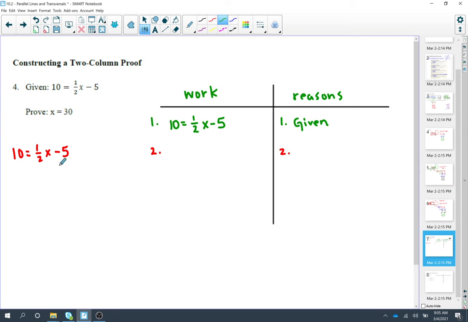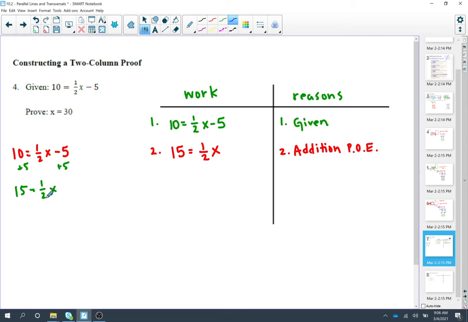And then we're going to go, okay, well, I'm going to add 5, I'm going to add 5, and if I add 5, that's going to get me 15 equals 1/2 x. So then I come back over to my proof, and my next step would be 15 equals 1/2 x. And that was because I added 5 to both sides of the equation. So step 2 reason would be the addition property of equality, which I usually get lazy and abbreviate.